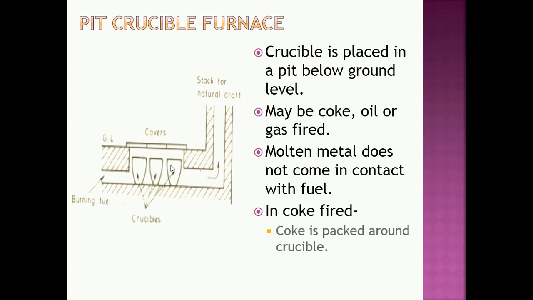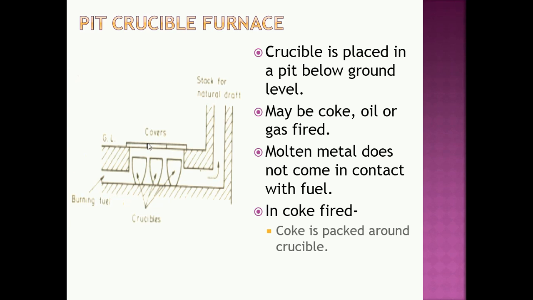In a coke fired furnace, the coke is packed around the crucible, meaning it is placed on the top and along the sides. The coke is ignited, and the compressed air required for combustion is passed through this channel. Due to the compressed air, the coke reaches a stage of maximum combustion and gives heat to the metal charge placed inside the crucible.